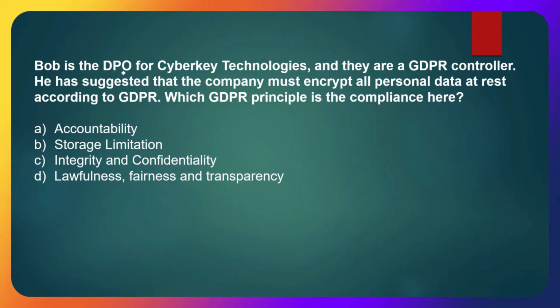Next question. Bob is the DPO. What is DPO? DPO stands for Data Protection Officer, which is one of the requirements of GDPR, which is applicable in the EU. Not only the EU, where we are processing EU data, the GDPR might be applicable. So Bob is the DPO for CyberKey Technologies, and they are the GDPR controller. He has suggested that the company must encrypt all personal data addressed according to GDPR.